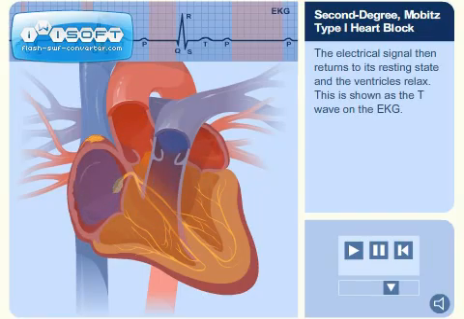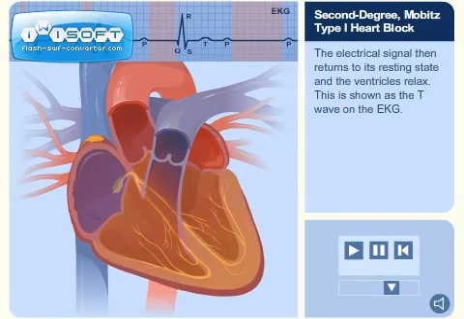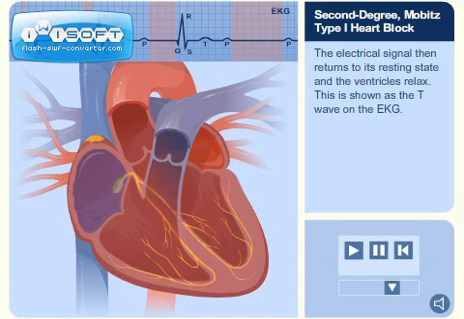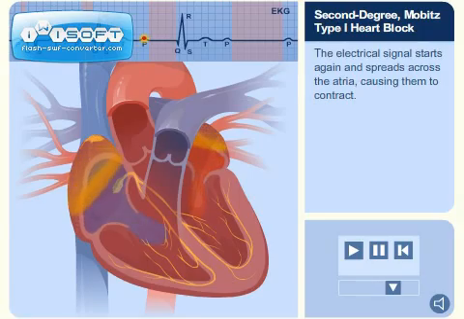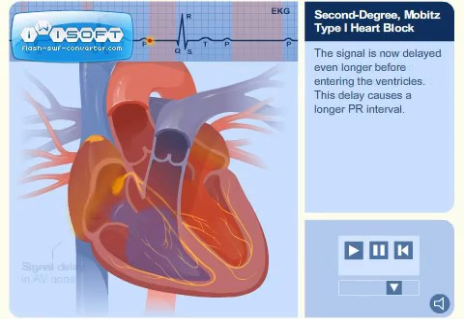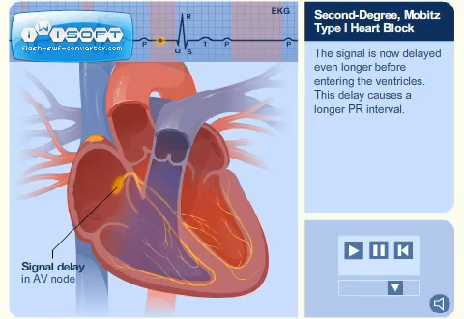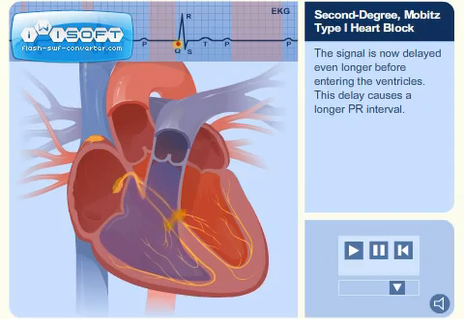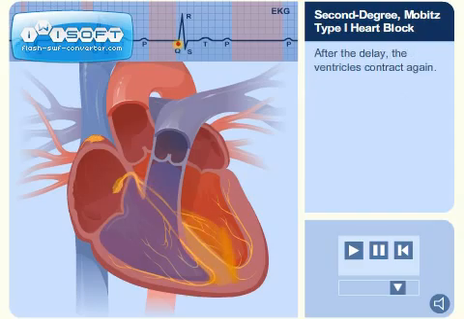The electrical signal then returns to its resting state and the ventricles relax. This is shown as the T wave on the EKG. The electrical signal starts again and spreads across the atria, causing them to contract. The signal is now delayed even longer before entering the ventricles. This delay causes a longer PR interval. After the delay, the ventricles contract again.